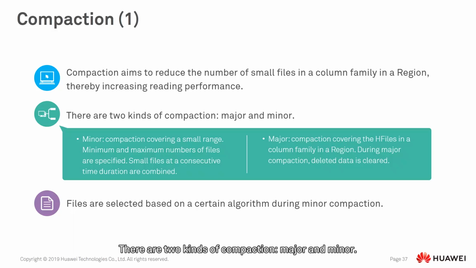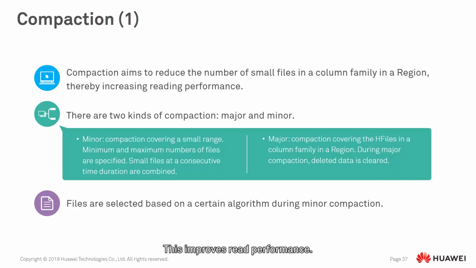There are two kinds of compaction, major and minor. Minor compaction reduces the number of storage files by rewriting some smaller files into fewer but larger ones. And major compaction merges and rewrites all the HFiles in a region to one HFile per column family, and in the process drops deleted or expired cells.